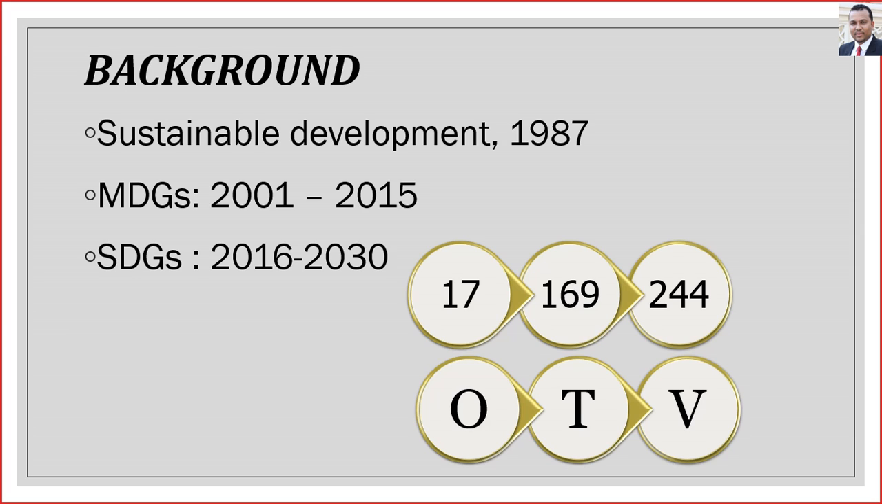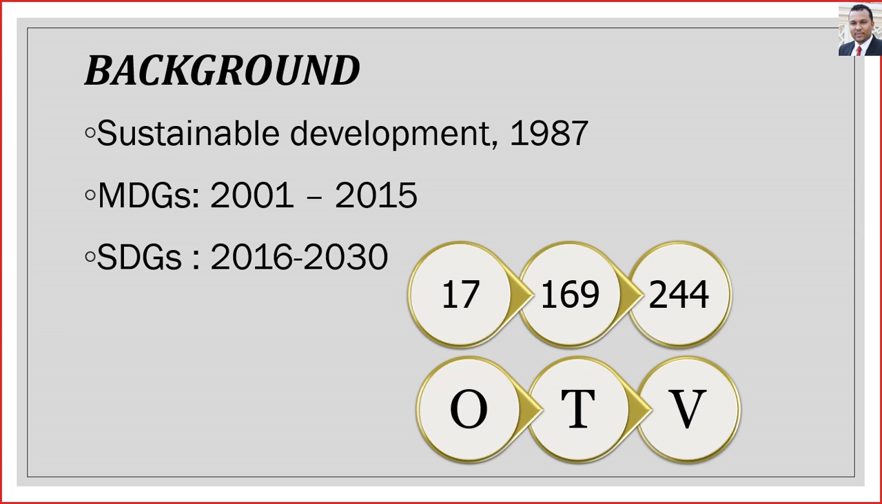So, what do we mean by sustainable development as presented in the report in the year 1987? The report mentioned that sustainable development was to meet the needs of society today without eliminating the ability of future generations. So there is an equal balance between the current needs of the current generations and the future needs of future generations. Any imbalance in this case is not sustainable development.